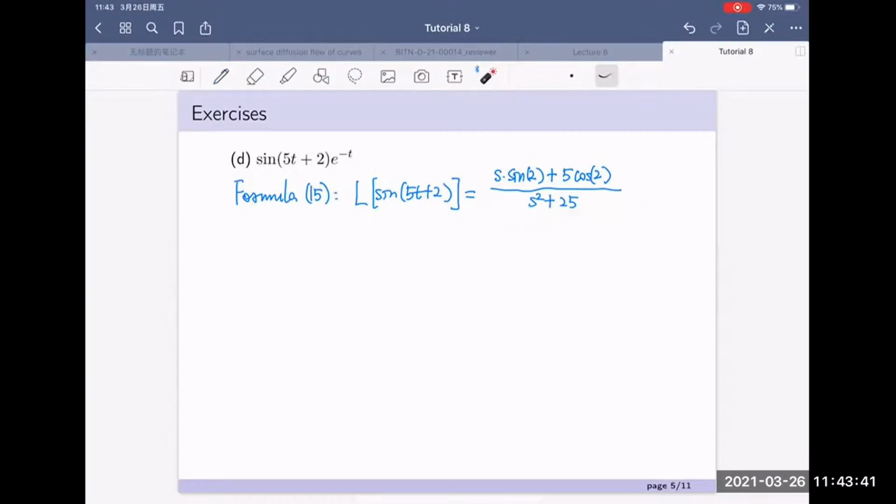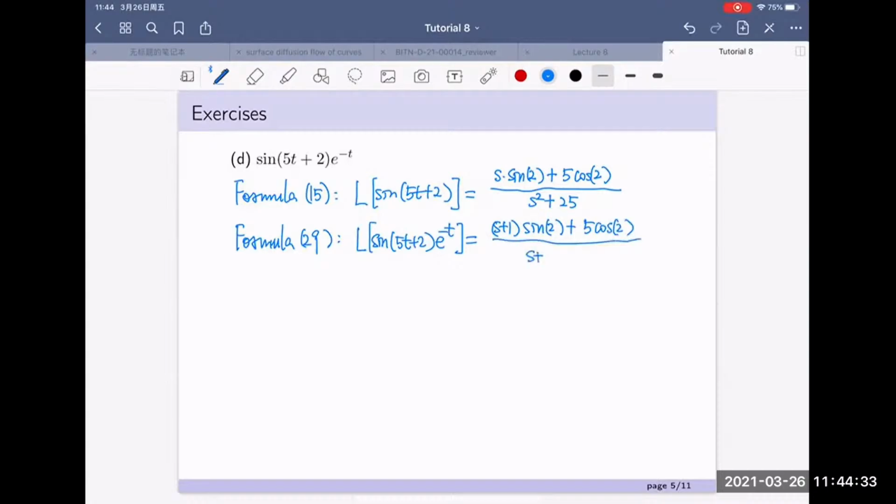But there is an additional exponential function, and in the table there is no such exponential function. So we need to use formula 29 again. If you add an additional exponential function, then you should replace the s by s plus 1 in this question. That's it.